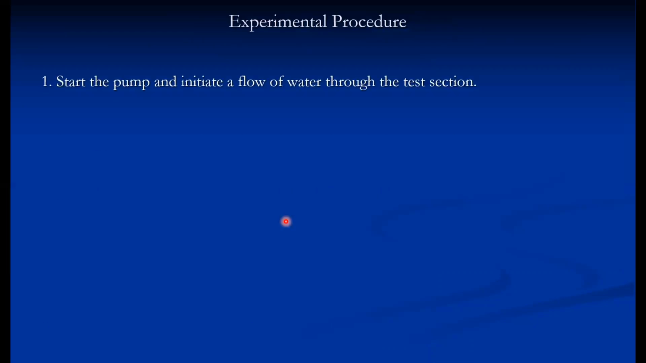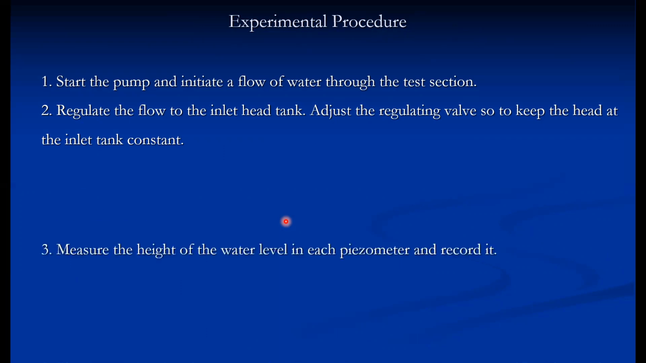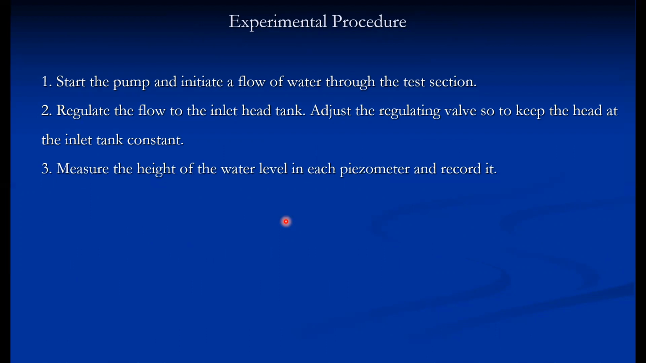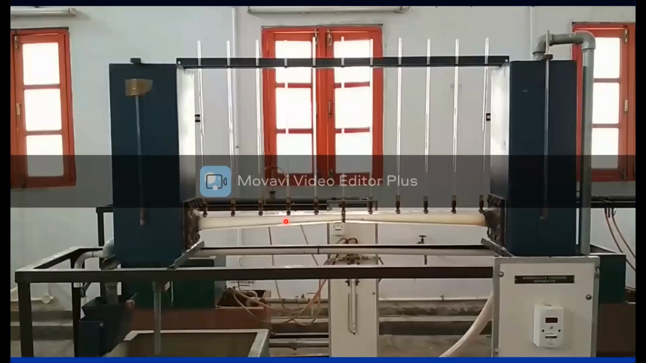Now the experimental procedure: start the pump and initiate the flow of water through the section, then regulate the flow to the inlet head tank. Adjust the regulating valve to keep the head at the inlet tank constant. Then measure the height of the water levels in each piezometer and record it. Measure the discharge of water by measuring the rise in level of 10 centimeters in the collecting tank. So this is the experimentation.